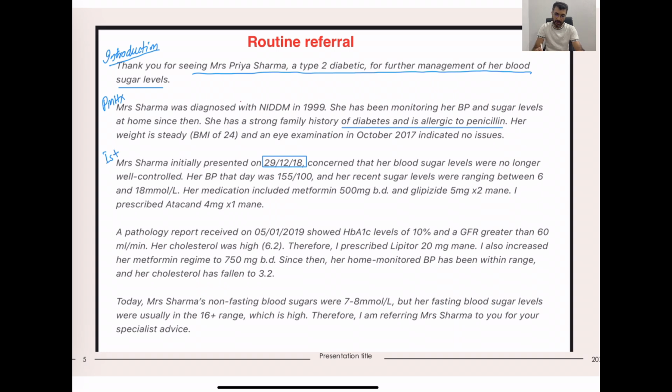Okay. Then you can see here's the next visit, which is on a pathology report received on 5/1/19, which is the next date. It showed HbA1c level of 10% and GFR greater than 60 ml per minute. So this is the next visit. Next visit or next visits could be more than 2 visits, 3 visits.